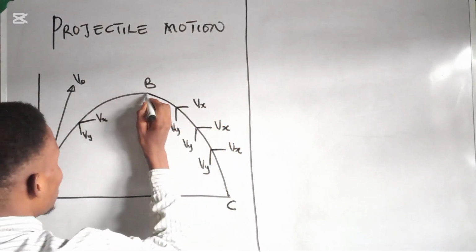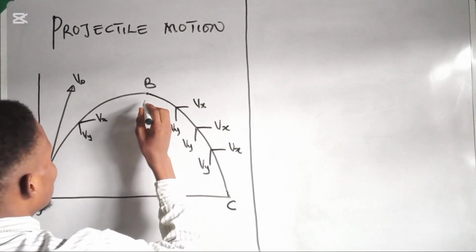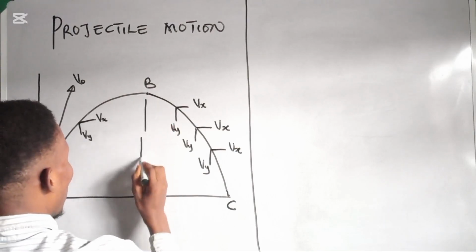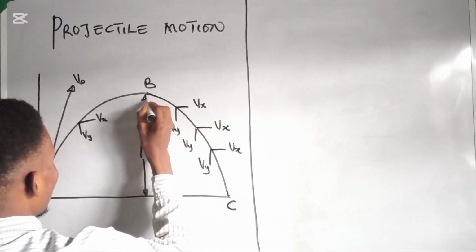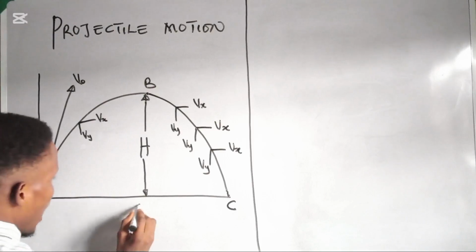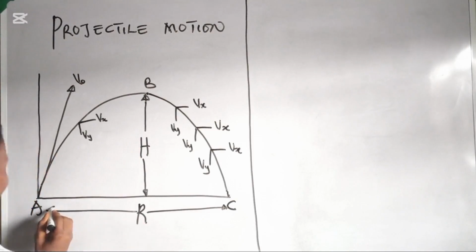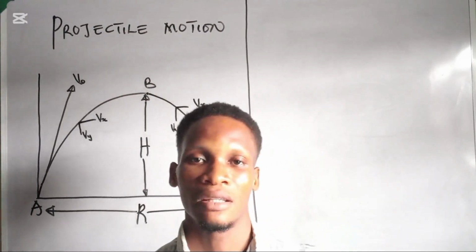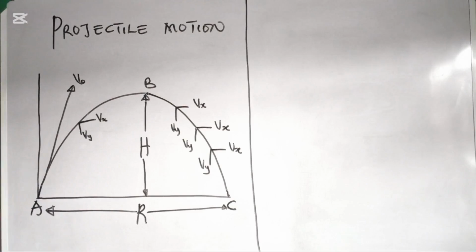And at this particular point B, the object was at rest. Then it reached the maximum height, which is represented by capital H. So this is the maximum height. Then we have our range, which is capital R, from this point to this point. Don't worry, I'm going to explain what time of flight, the maximum height and the range are all about as we go ahead.